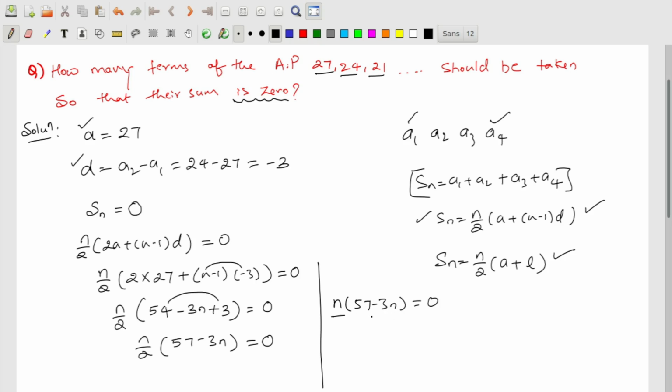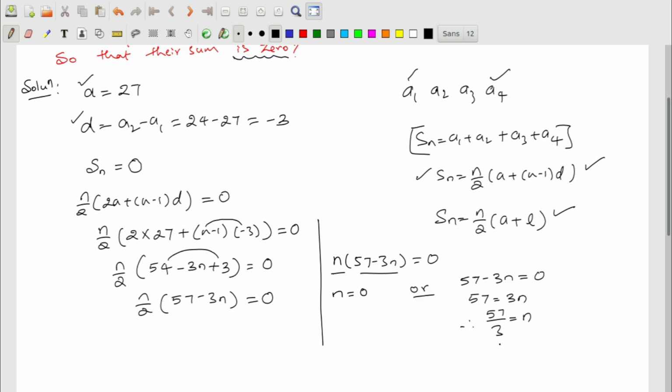So now we have two terms here, or you can call them factors. Now equate them to 0. Either n is equal to 0, or 57 minus 3n is equal to 0. Then you will get 57 is equal to 3n, so take this 3 over and n is 57 by 3. What is 57 by 3? You will get 19.